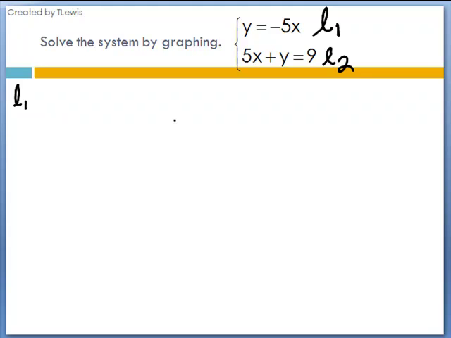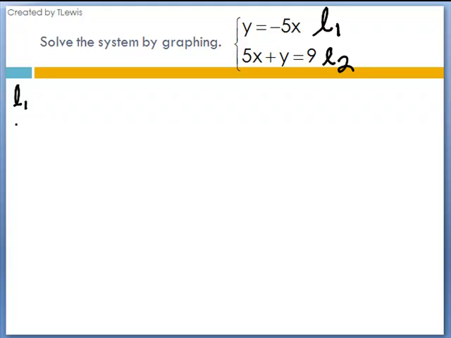Remember, we have three types of systems. Consistent, you have one solution. Those are intersecting lines. You have an inconsistent system where you have no solutions. Those would be parallel lines. And then you have a dependent system. You have an infinite number of solutions, and that will be an identical line.